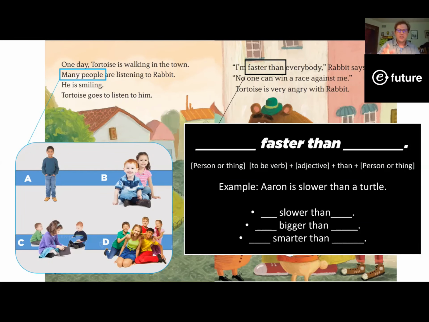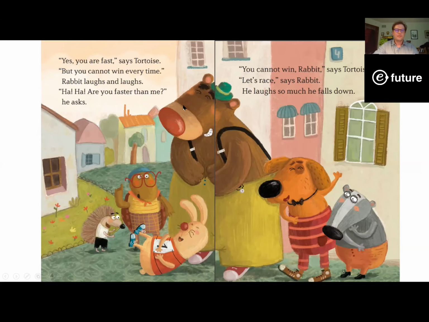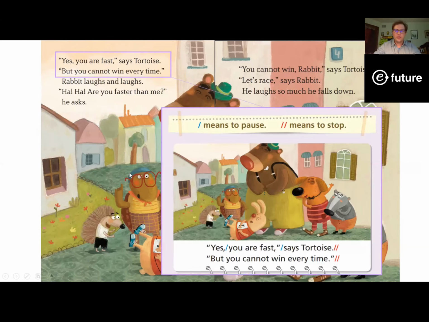Okay? So these are some ways you can start to really look closely at the reading. You can start to practice a little with the fluency. Yes, you are fast. Now teach them the pauses. This gives them good intonation and rhythm when they're reading. Yes, you are fast, says Tortoise. Pause. Okay?